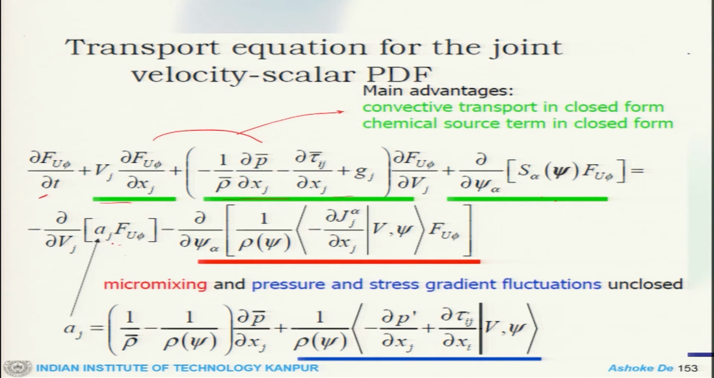The term on the right hand side is the acceleration term, and this other term is the micromixing term. Here there are fluctuations of pressure and stress gradient, which are unclosed. The gradient of mean pressure remains closed, but the component which is the fluctuation of pressure and stress gradient remains unclosed in the system. So, one has to handle that properly to close these terms.